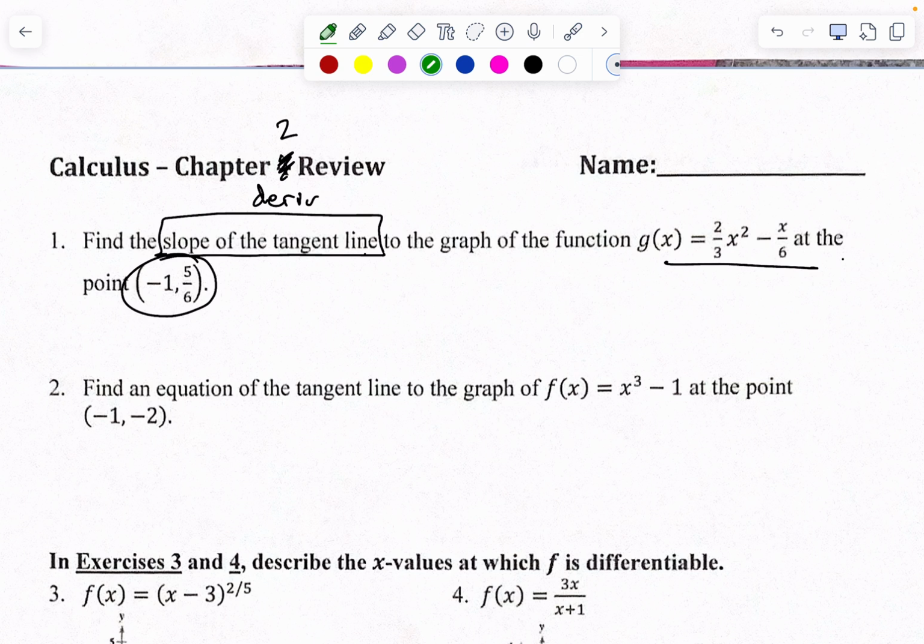So what do I do first? Take the power rule. Chain rule, power rule, product rule. We do the power rule. We do the derivative of this, and then I plug the point in, right? We don't plug the point in until after I take the derivative, right? Yes.